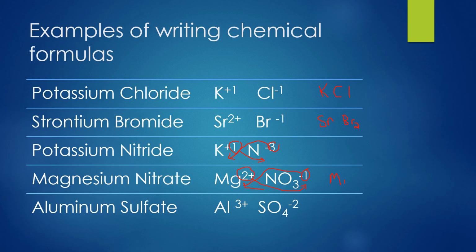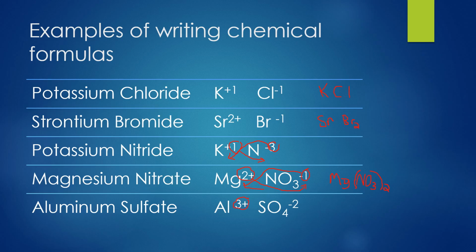Now the trick for writing this one, since there's more than one of the NO3s, you want to make sure that you put parentheses around that polyatomic, because if you don't put parentheses around it, it's going to look like there's 32 oxygens. And we don't want 32 oxygens and 1 nitrogen. Instead, we want 2 nitrogens and 6 oxygens. So that's why we put the 2 on the outside of the parentheses.